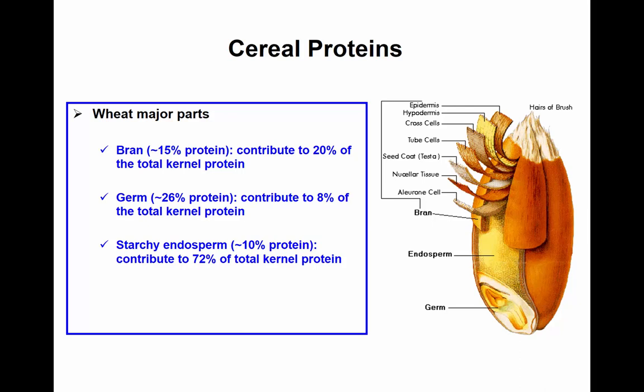So, the distribution of the protein in the grain: about 20% of the total protein is present in the bran, and 15% of the bran is protein. In the germ, close to 1/4 is protein, and this contributes about 8% of the total protein. The majority of the protein is in your endosperm, more than 2/3 of it, and the endosperm is about 10% protein, mostly starch.